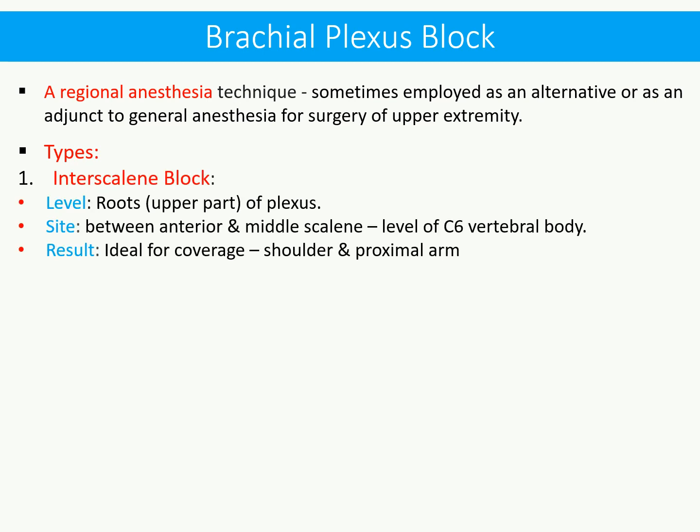Number one is interscalene block. The anesthetic agent is injected around the upper part of the roots of the plexus between the anterior and middle scalene at the level of the sixth cervical vertebral body. It gives ideal coverage of anesthesia for the shoulder and proximal arm of the upper limb region.